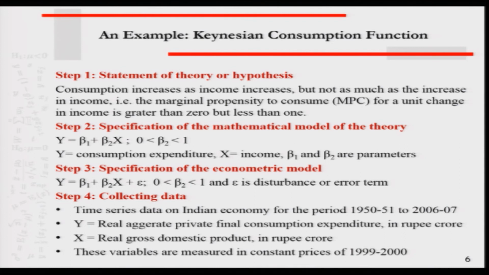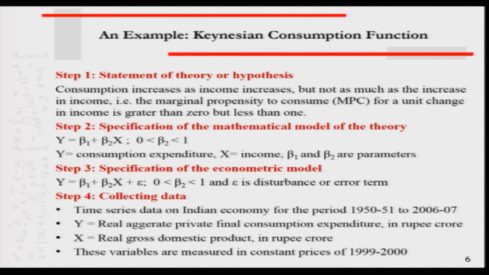Now, step 3 is the specification of the econometric model. Note that I have already mentioned that when we do econometrics, we are not in a deterministic world. We are in an uncertain world. That uncertainty is contributed by a stochastic or random disturbance term, which is popularly measured through the epsilon symbol.